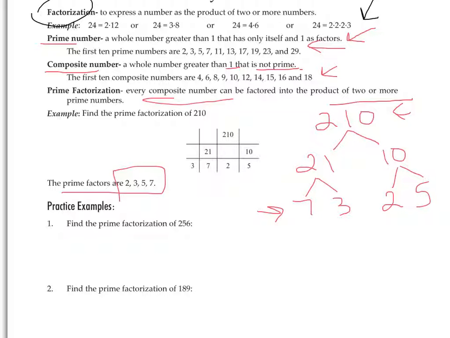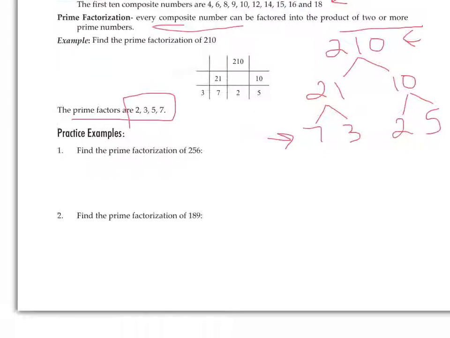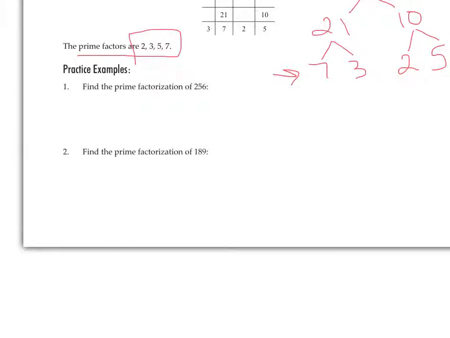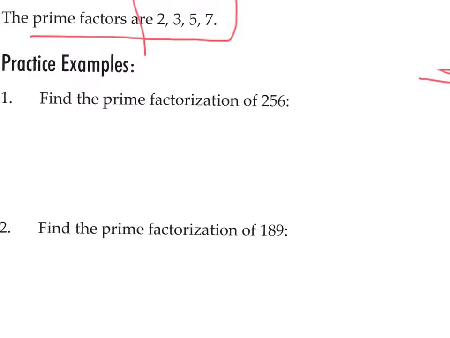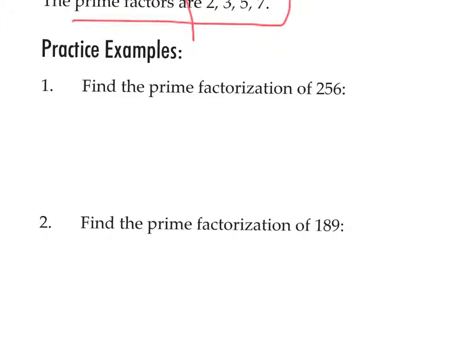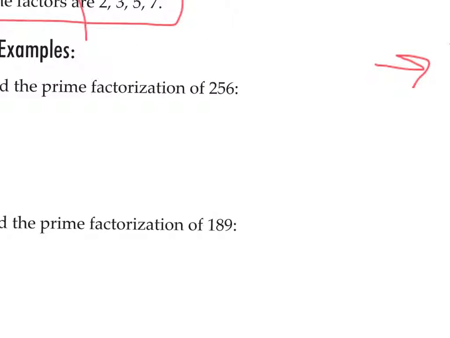So we're going to do some practice examples here. We're going to find the prime factorization of 256. And I'm going to enlarge this so that we have room to do the tree here. So let's see, if we write 256, we need 2 numbers that multiply to make 256. So let's see, well, right off the bat, I know 2 times what?